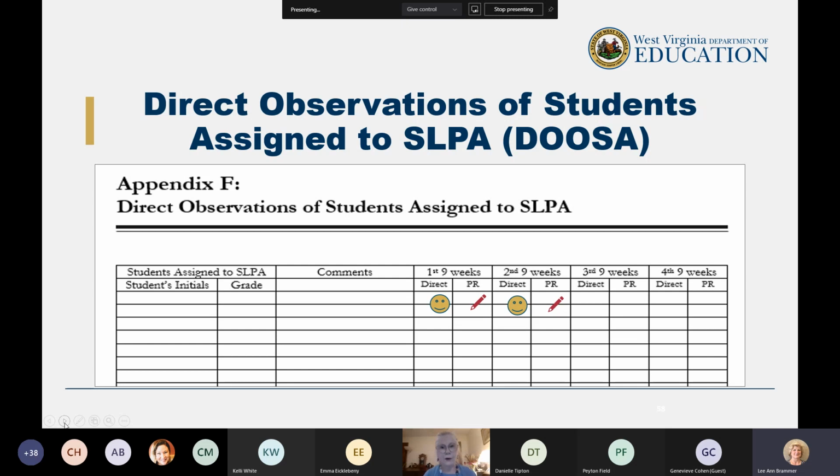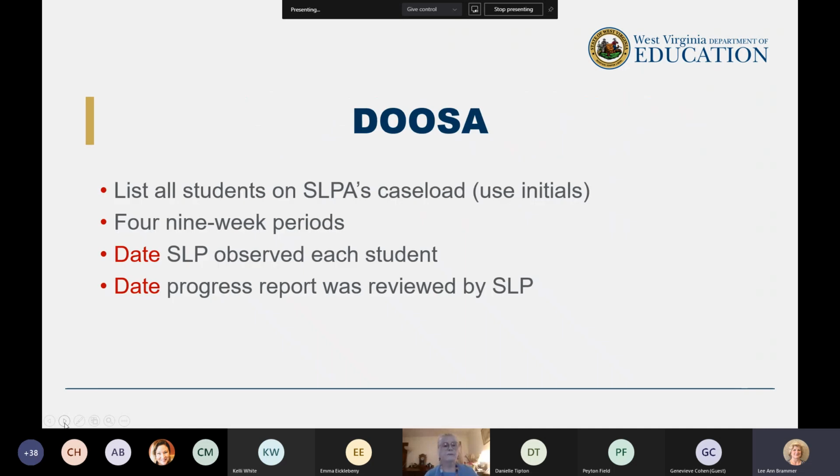And we, very similar to ASHA, think that every 9 weeks grading period would be a good time, while you're reviewing the progress reports anyway, to make sure that everybody's on the same page and that the quality of services is continuing. So then just make sure that you list all the students with the initials. You see those 4 9-week periods. Remember that you put the dates, not check marks, not an arrow down that I did all that on the same day. That is not as accurate documentation.